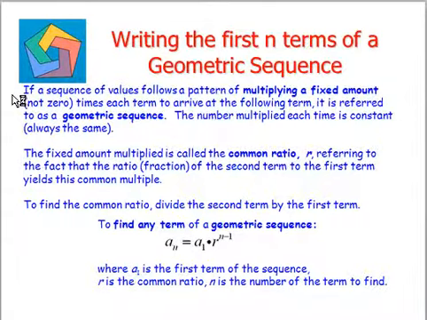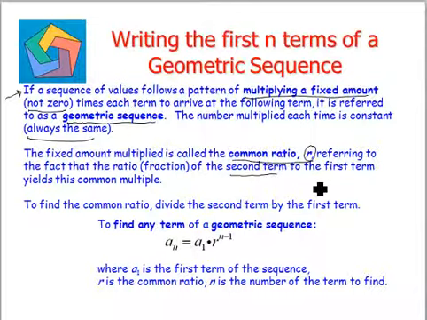So we start reading. If a sequence of values follows a pattern of multiplying a fixed amount, not zero, times each term to arrive at the following term, it is called a geometric sequence. The number multiplied each time is a constant, that is, it is always the same. The fixed amount multiplied is called the common ratio and is denoted by the letter r, referring to the fact that the ratio of the second term to the first term yields the common multiple.